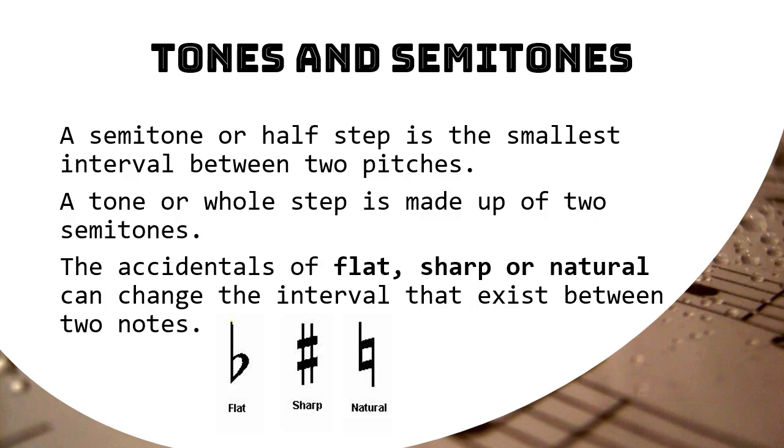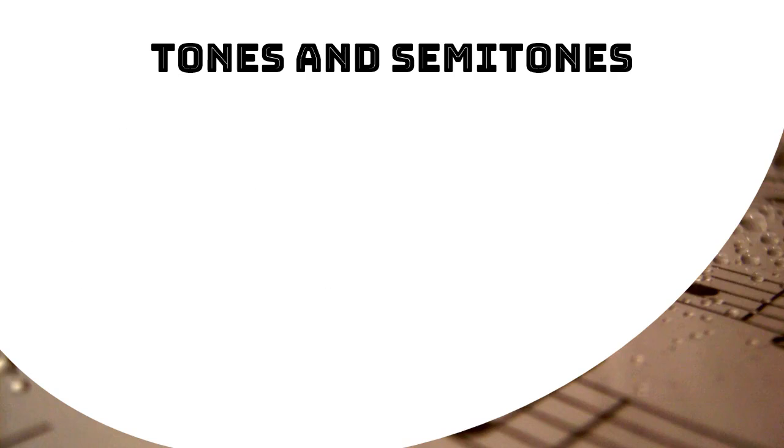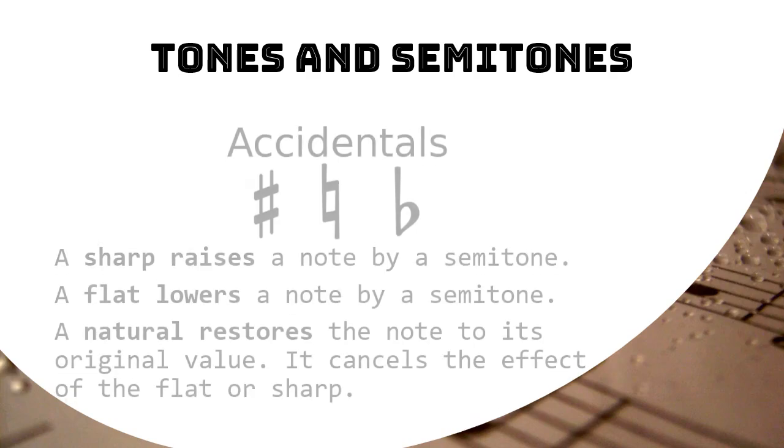The names of these symbols are referred to as accidentals, and for this class we are just going to concentrate on three of them: the flat, the sharp, and the natural. They can change the interval that exists between two notes. Now I'm going to explain in a moment the effect of the flat, the effect of the sharp, and the effect of the natural. Let's go straight into the sharp.